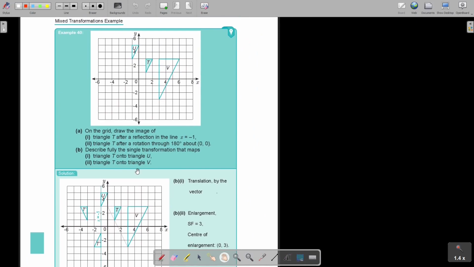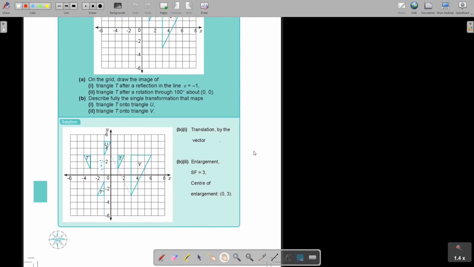Let's start. The first question says, on the grid, draw the image of triangle T after a reflection in the line x equals -1. Now, if it's x equals -1, it means it cuts only the x-axis and it cuts there at -1. Let me first make it a bit bigger for you. I just want to show you. So it cuts the x-axis. I'm just going to make it red, and it cuts there at -1.